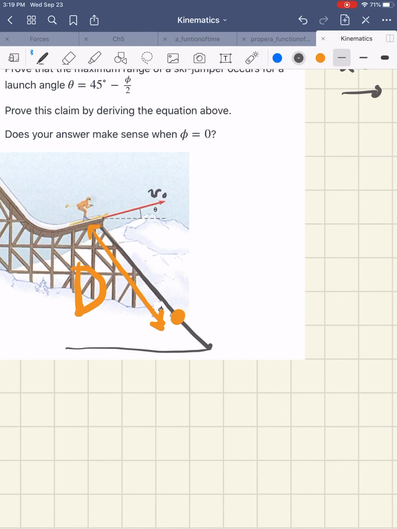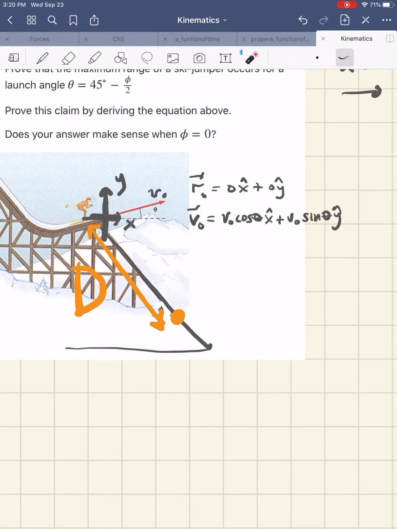So what I'm going to start by doing is put my origin of the coordinate system up here. This tells me at time equals 0 that I'm at 0 in the x and 0 in the y. So my initial position is really just the 0 vector. The initial velocity vector, as is standard for any projectile motion problem, looks like this. It has a v0 cosine theta component in the x plus a v0 sine theta component in the y direction, adding up to give the initial velocity. Of course, v0 and theta are constants in time.